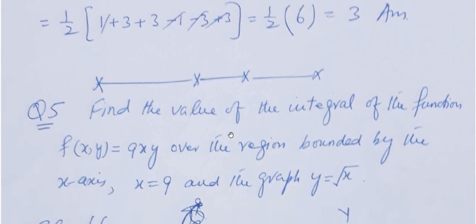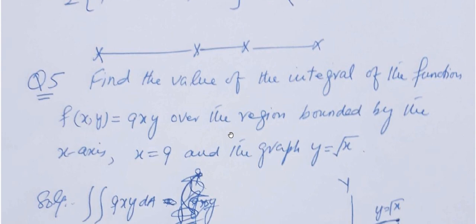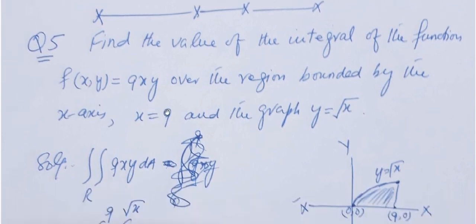Okay, another question from the sheet, question number 5. Find the value of the integral of the function f of x, y equal to 9xy over the region bounded by the x-axis, x equal to 9, and the graph y equal to square root of x. If you remember the previous lecture, we already solved a similar question, but at that time I think it was bounded by the x-axis, the line x equal to 1, and the graph y equal to x. But now it is y equal to square root of x.